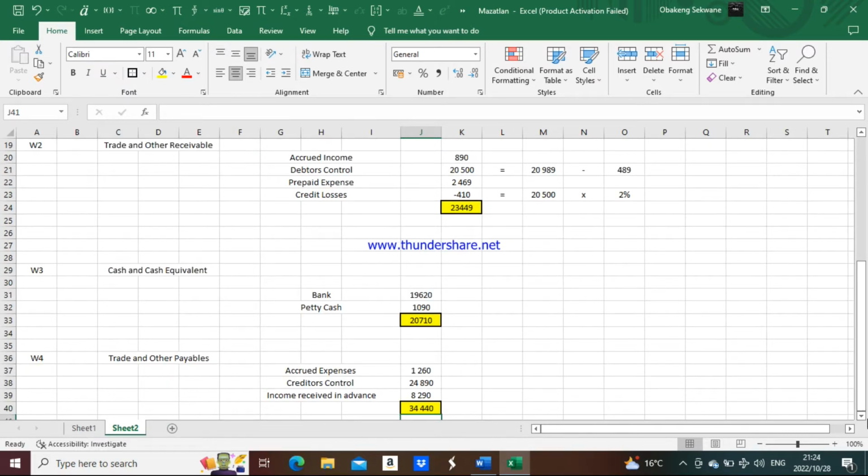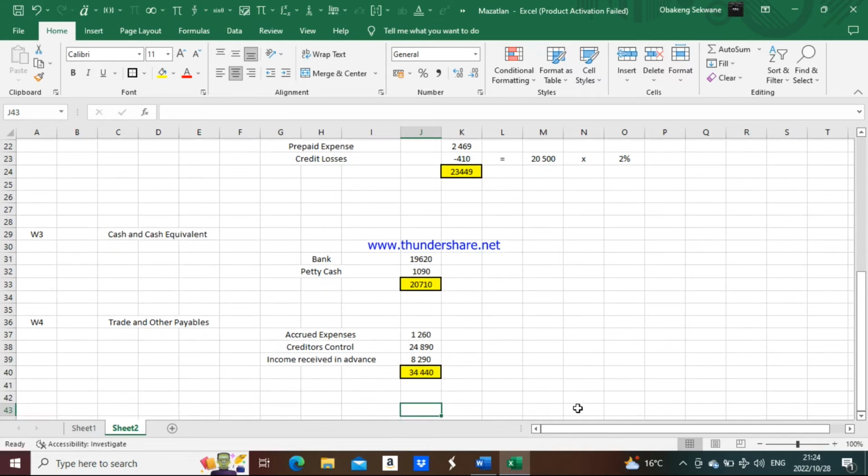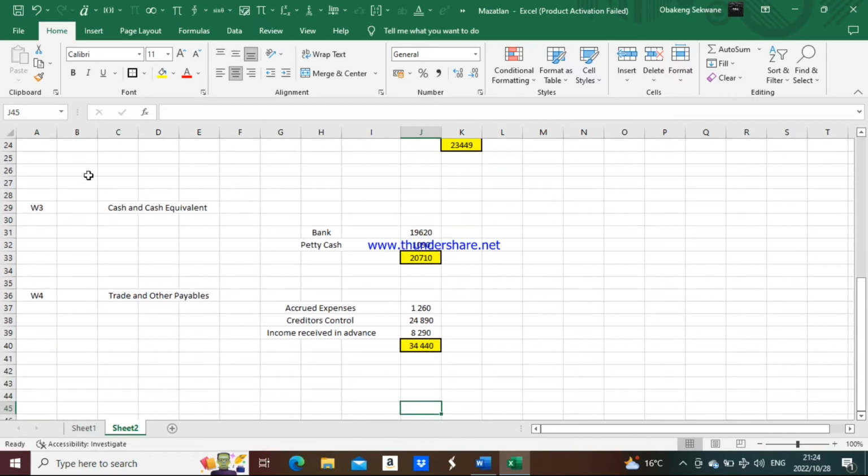Then our last two workings were just simple, because all we did in our last two workings was just add the amounts which we had in our trial balance. There were no extra calculations needed.